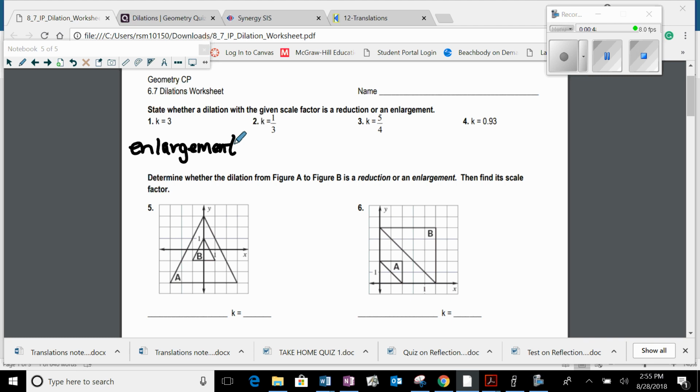If I multiply by the fraction 1/3, am I making something bigger or am I making something smaller? Because it's a fraction 1/3, you're taking a third of the size. A little trick is that if the denominator is the bigger number in the fraction, then it's going to be a reduction. If the numerator is bigger, it's going to be an enlargement. Okay? So, number 2 is a reduction. Go ahead and answer number 3 and 4 now, please.